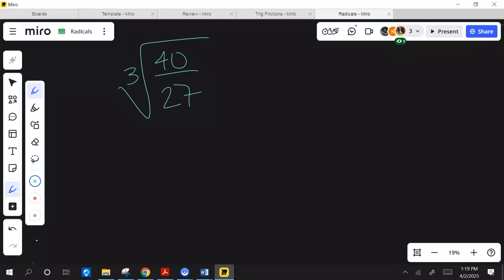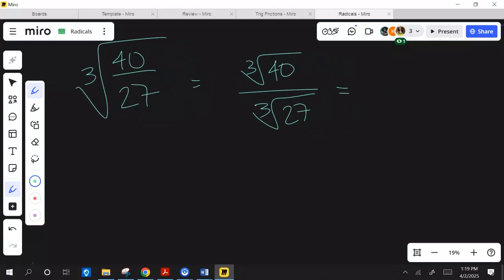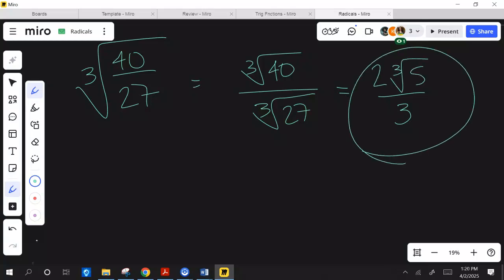So just like I can put them together if I need to, I can also split them up. Why is that handy, Kylie? Because 27 is a perfect cube, right? What's the cube root of 27? 3. And what about that 40 up top? Can I do anything? Yes. 8 and 5. That's exactly right. What's the cube root of 8? 2. So it's 2 cube root of 5.